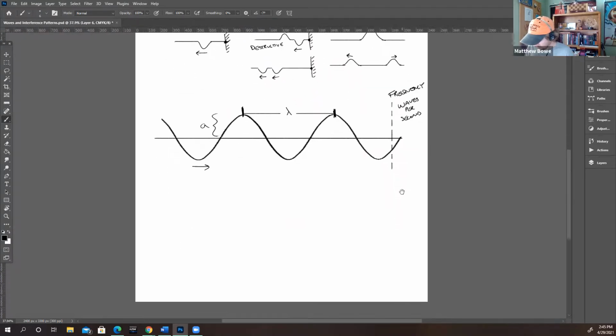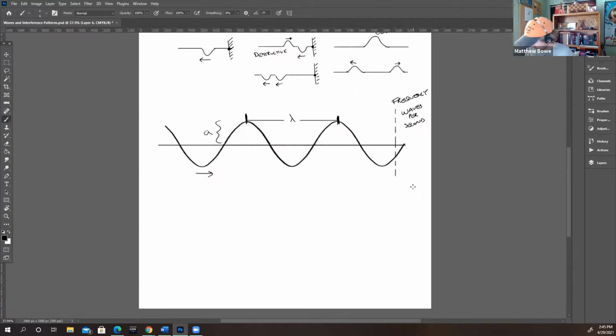Let me do one more small example. So I'm not going to do too many more diagrams. Let's say we have a light bulb. It's an old-fashioned light bulb. It's emitting light in every direction.